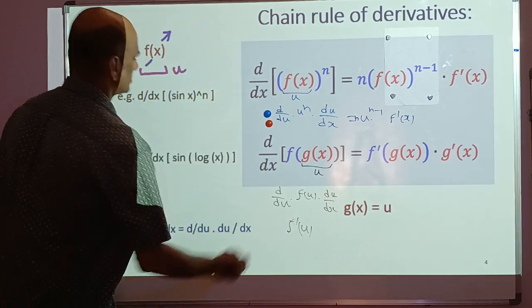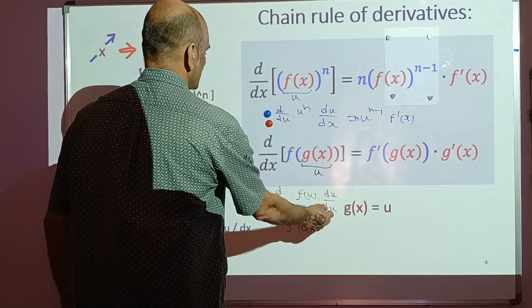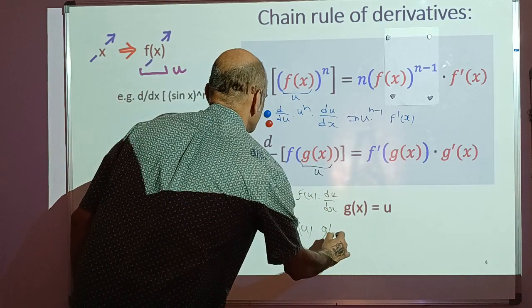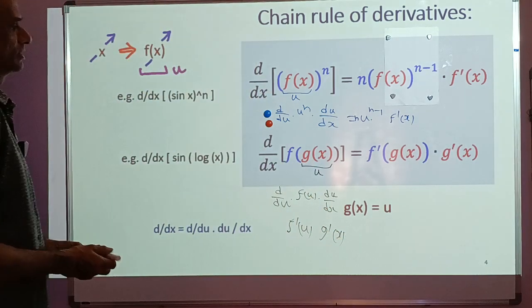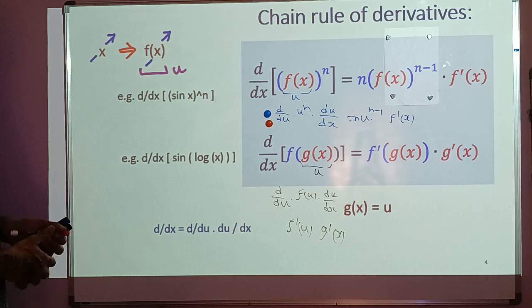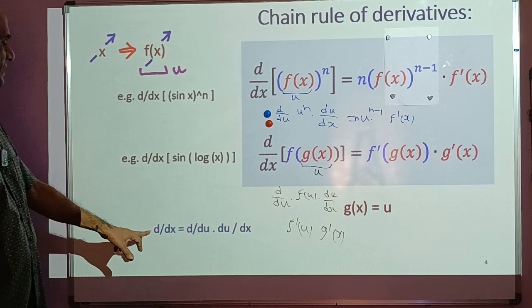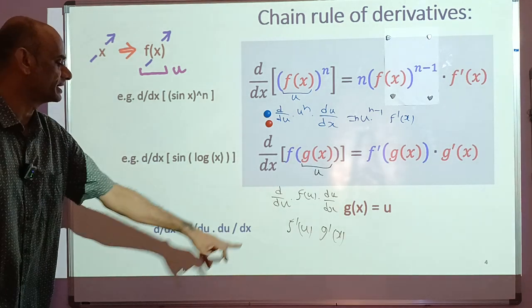If f is a simple function, this should be known. And du by dx is nothing but g dash x, because u is g of x, d by dx of g of x is g dash x. So this is the way to find derivatives of complex functions using chain rule of derivatives. Like d by dx is nothing but d by du into du by dx.